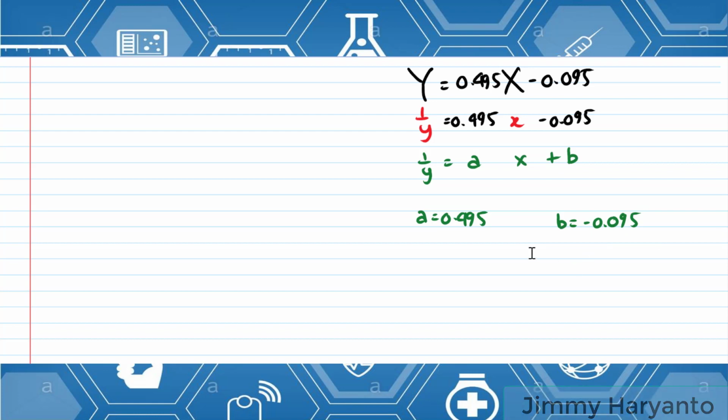The answer key at the back of the book is rounded off. 0.495 rounds off to 0.5, and negative 0.095 rounds off to negative 0.1. Okay, so our answer already matches the answer key, so it will be correct.